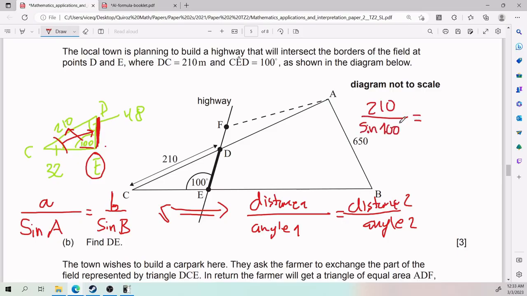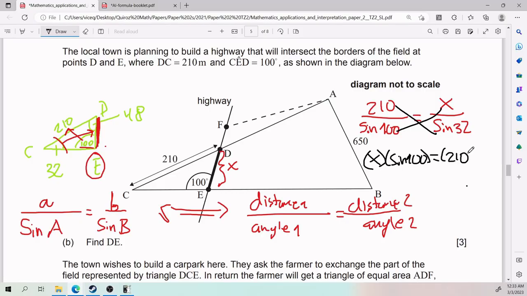The other side, the distance we're trying to find, which we're just going to call DE, right? And its corresponding angle from part A is 32. So sine 32. I'm going to call DE X just because it's more friendly to write out. So this right here is going to be X, and I need to get X alone. From this step, I can cross multiply. So I have X times sine 100 equals 210 times sine 32.